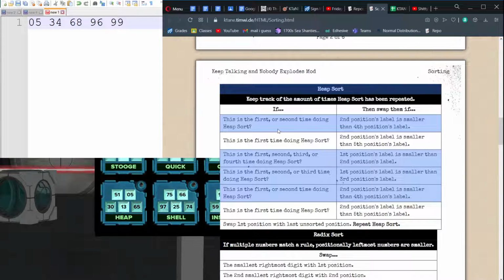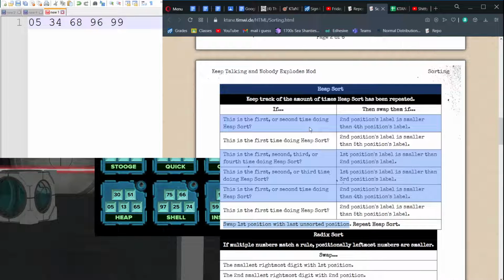And now we repeat. This is the second time we're doing a heap sort. So we're going to swap 2 and 4 if 2 is smaller than 4. It's not. Then we're going to do 1 and 2 if 1 is smaller than 2, which it is. Then we're going to do 1 and 3 if 1 is smaller than 3. It's not. Then 2 and 4. 2 is not smaller than 4. And we're going to swap 1 with the last unsorted position, which is this.